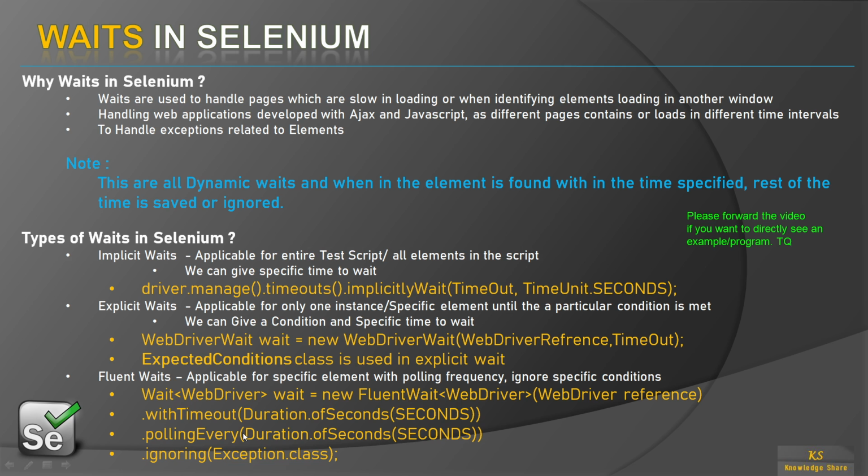Say, for example, if you have given the timeout of 30 seconds and the polling period of 5 seconds. That means for 30 seconds, it will check for the element is present or not, and then it will wait for 5 seconds, and then again it will check for 30 seconds. Okay. And then it will wait for 5 seconds if it is still not found, and then again it checks for 30 seconds. If it is found within 30 seconds, then it will pass it to the next line of the script. Okay. That's how this fluent wait works.